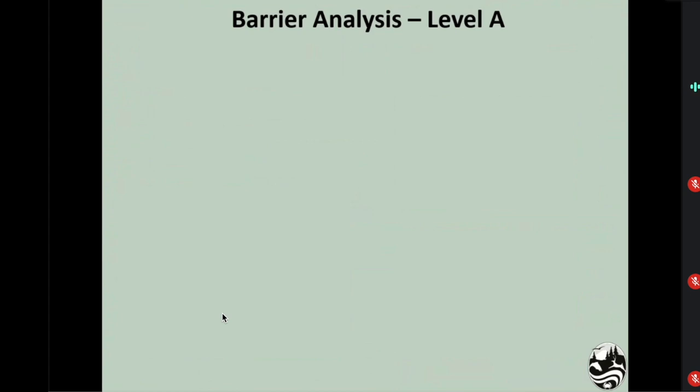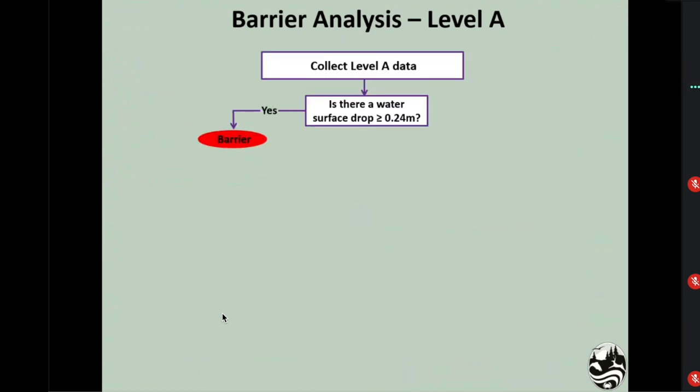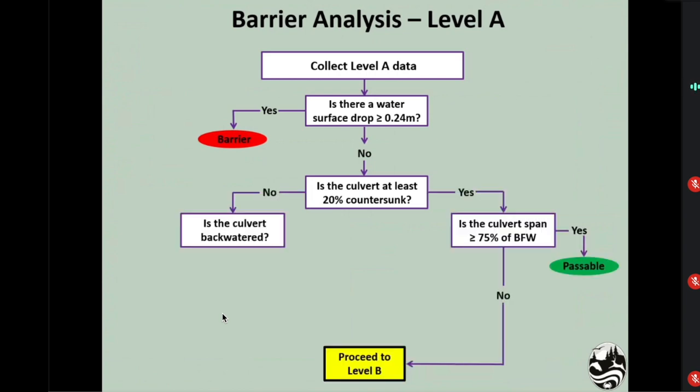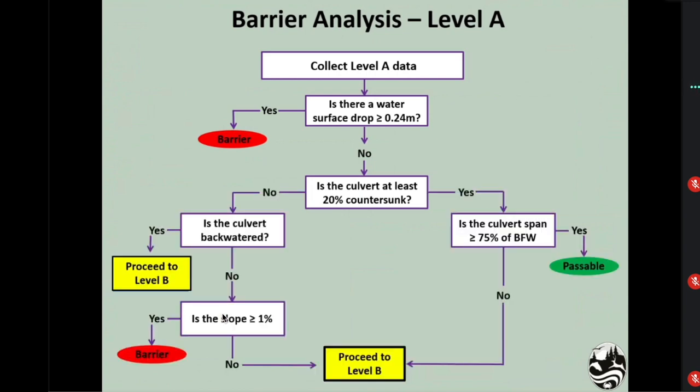So now we're going to go through the steps again. I'm going to collect Level A data. Okay, I'm going to go ahead and get through all this so we can look at it for a minute. This is the decision tree I keep referring to. So we've got our Level A data. First thing, this is a hierarchy decision tree, so you go one at a time.